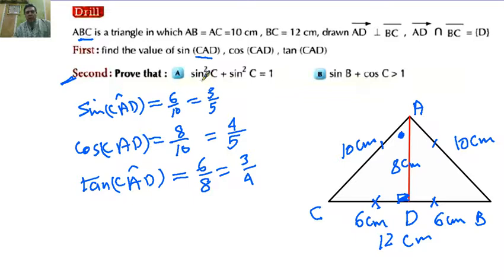Second, prove that sine squared C plus cosine squared C equals 1.